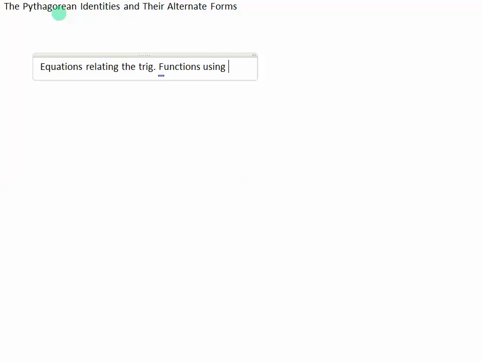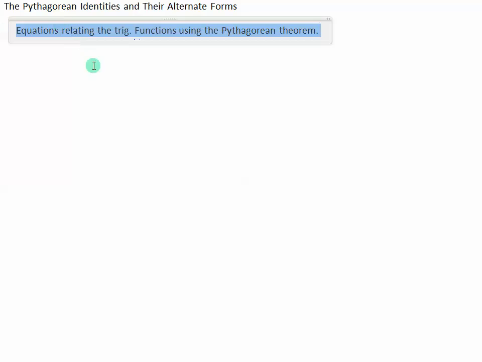Okay, so we're going to look at the Pythagorean identities and their alternate forms. So what are the Pythagorean identities? They are equations relating the trig functions using the Pythagorean theorem. Okay, so that's what the Pythagorean identities are.